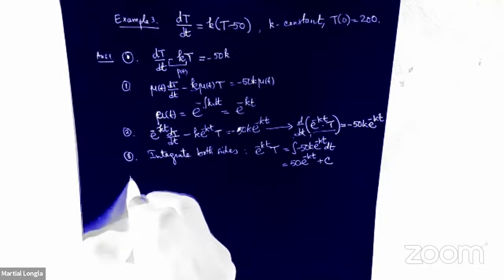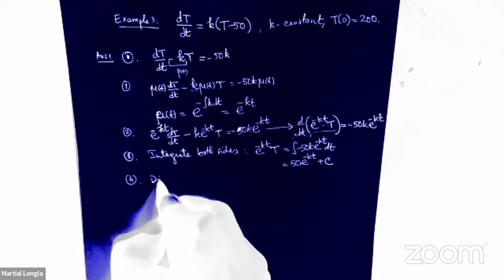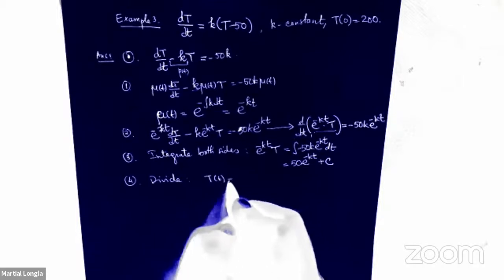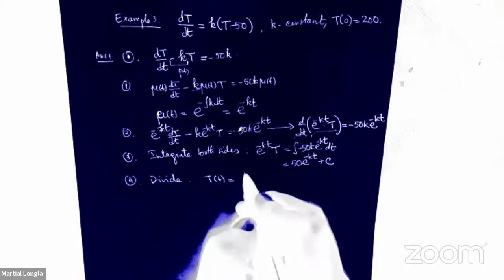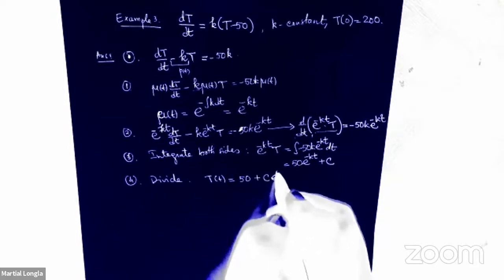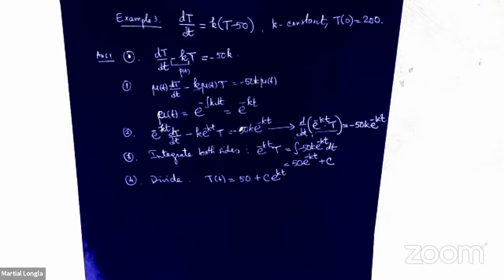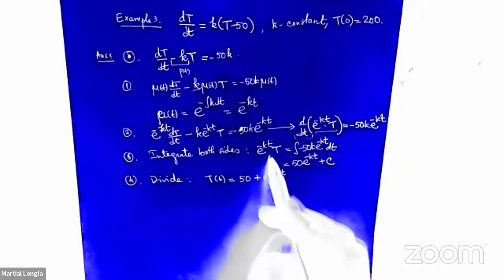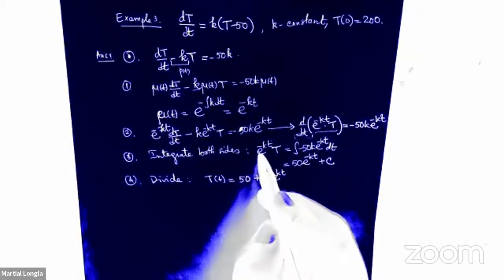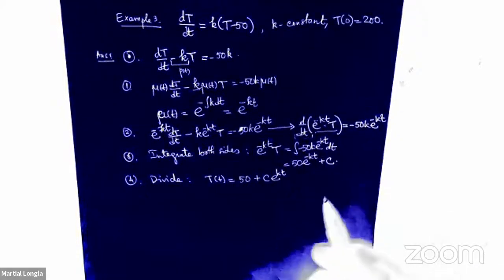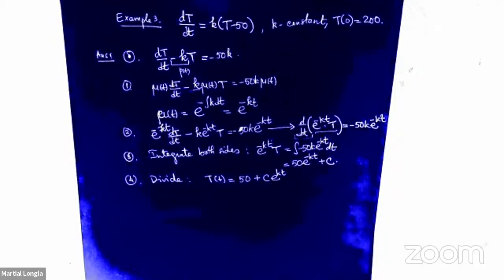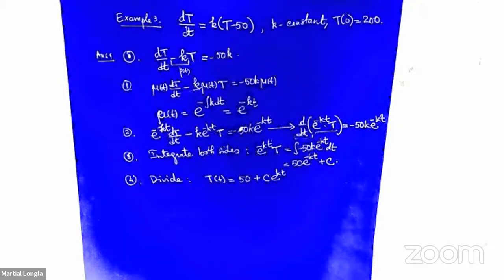And then in the last step, you divide to get T of t equals 50 plus c e to the kt, actually. Because when you divide the whole equation by this, this thing cancels, and e to negative kt turns back to the numerator with a positive. So that's what your answer would be.